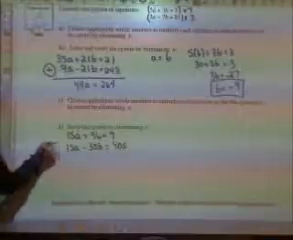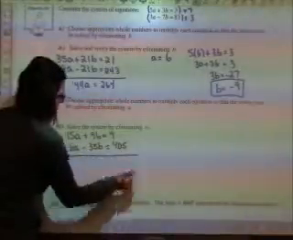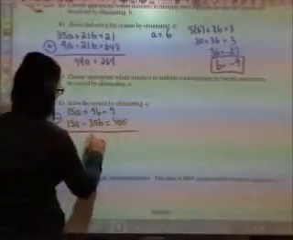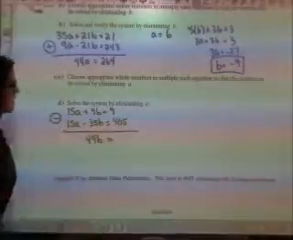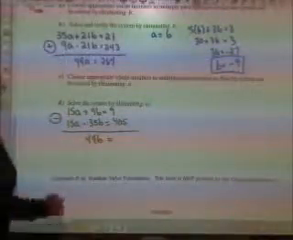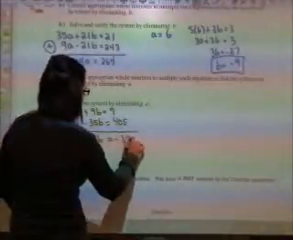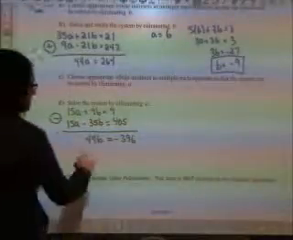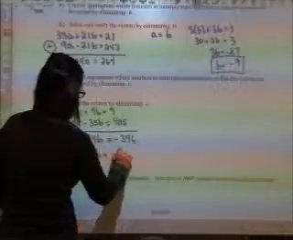And this time the operation is subtraction. So when I subtract these, 15 minus 15 is 0. 9 minus negative 35 becomes a positive 44b. And then 9 minus 405 becomes negative 396, which when I divide by 44 gives me negative 9.